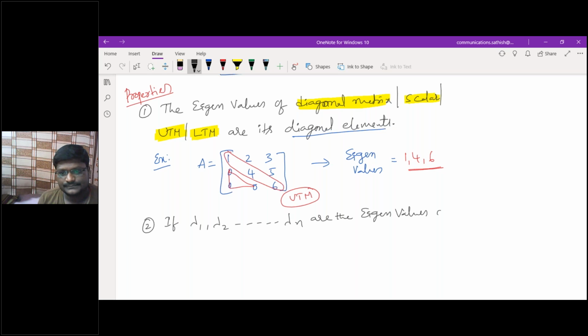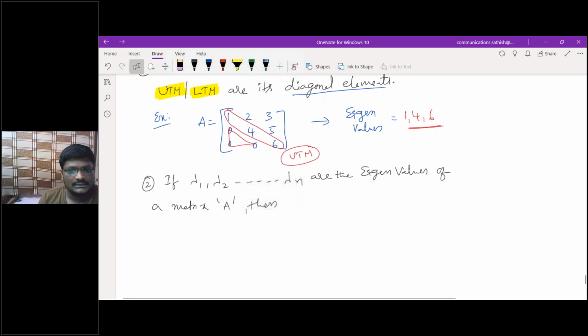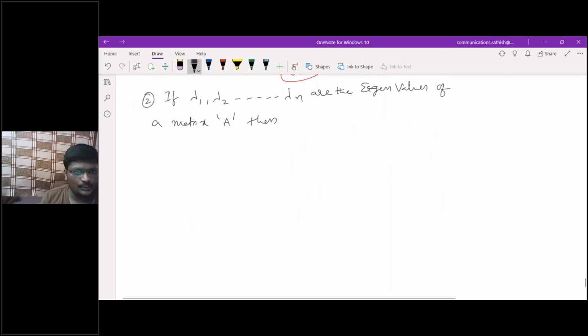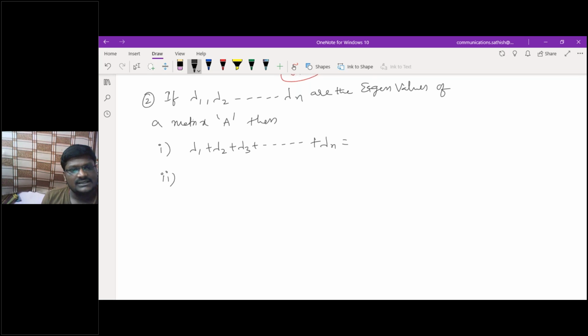Point: if lambda 1, lambda 2, and so on up to lambda n are the eigenvalues of a matrix capital A, then the known property is: what is lambda 1 plus lambda 2 plus lambda 3 and so on up to lambda n? What is the answer for that? Similarly, lambda 1 into lambda 2 into lambda 3 and so on up to lambda n. What is the answer for that?